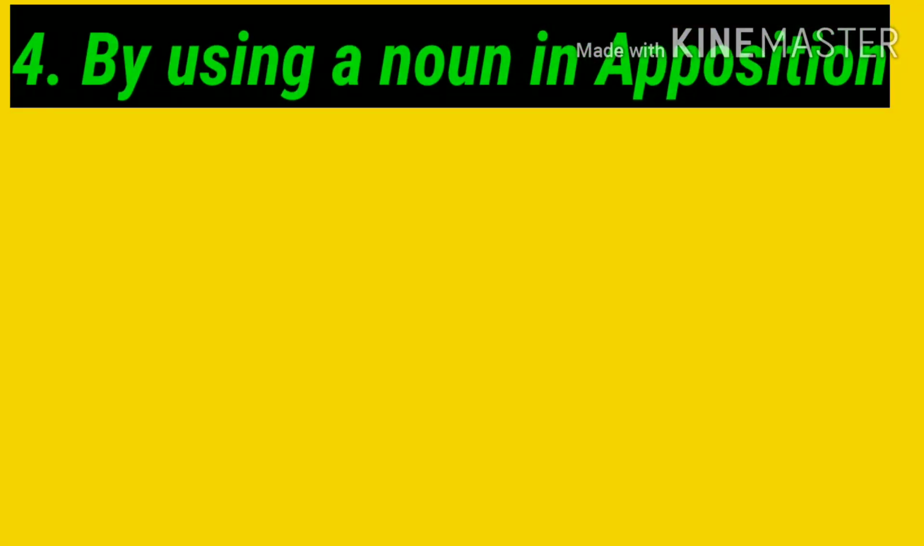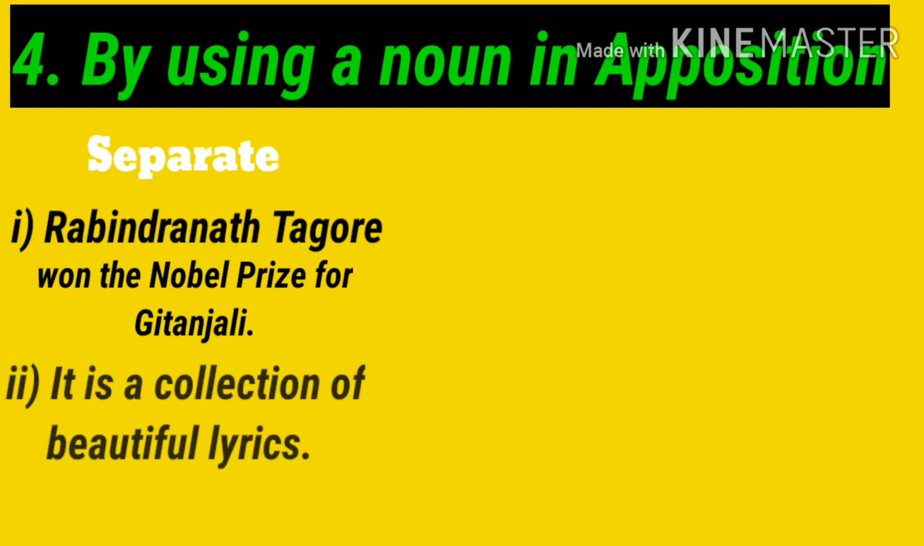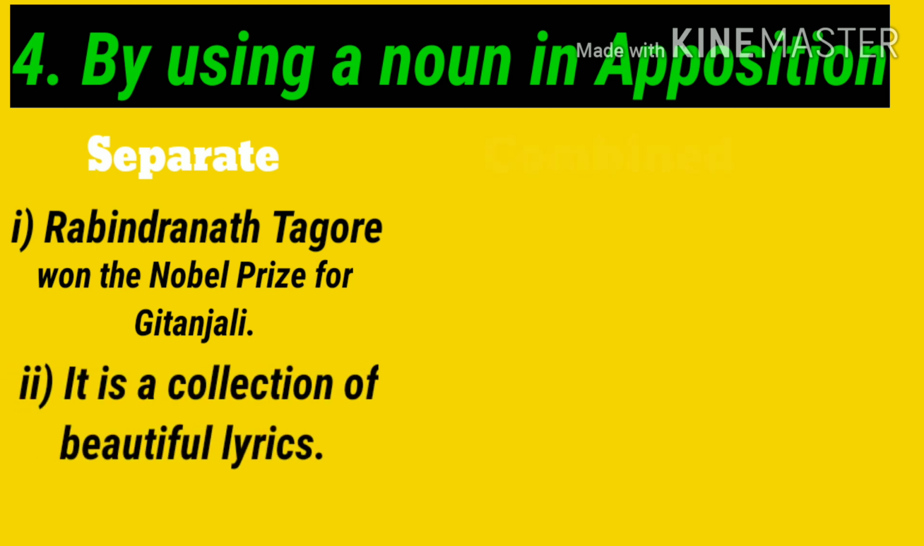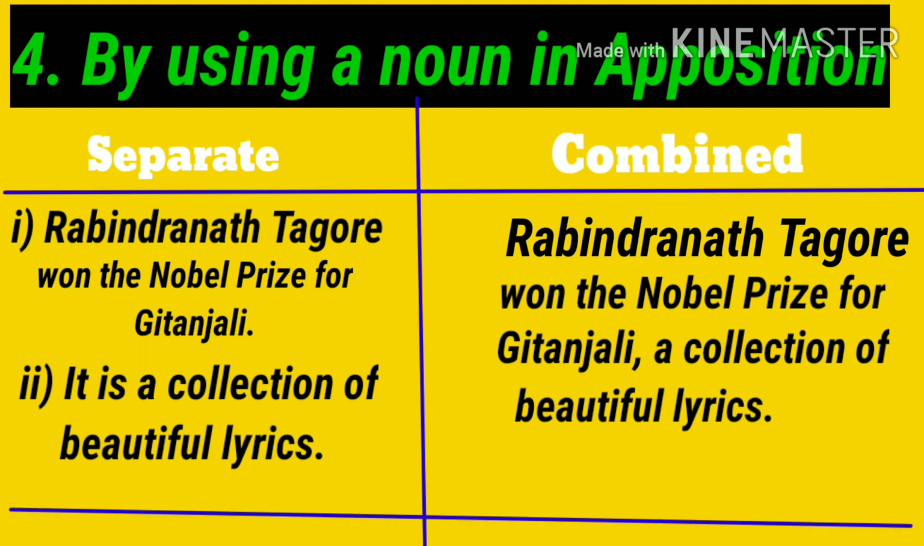Number 4. By using a noun or a phrase in apposition. For example, Rabindranath Tagore won the Nobel Prize for Gitanjali. It is a collection of beautiful lyrics. So what will be the combined sentence? Rabindranath Tagore won the Nobel Prize for Gitanjali, a collection of beautiful lyrics. Then how have we combined? We remove the verb. Why? Because the second sentence is referring to the same book. So when we use two noun phrases next to each other and they refer to the same person or thing, we call this apposition. We use a comma.